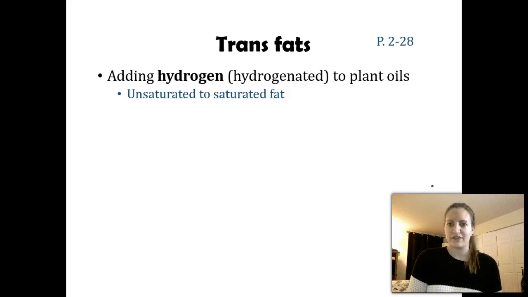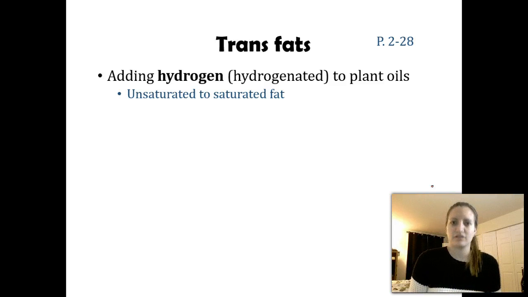So what trans fats are is we take a plant oil. So let's take olive oil. Since it's an oil, we know it's unsaturated. It has some of those double bonds in there. It's not holding as much hydrogen as it could be. Well, sometimes we want to make something that is a little more solid. So think about margarine. Margarine isn't butter, and if you've ever had both, you know that.